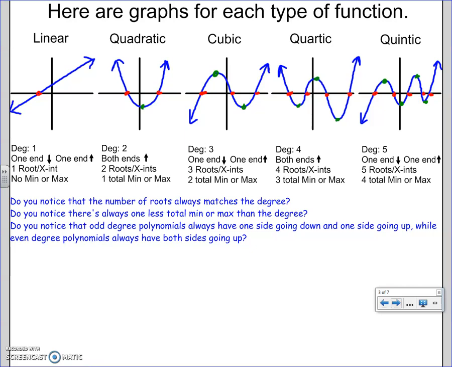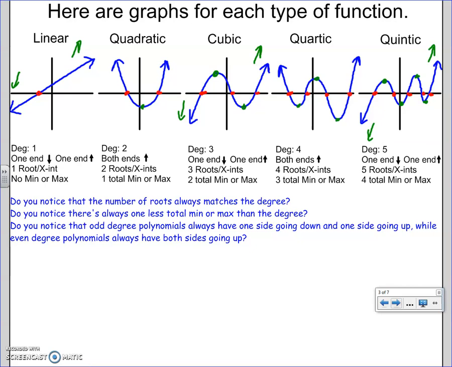Alright, did you notice that odd degree polynomials always have one side going down and one side going up? So for linear, on the left side, y is going to negative infinity. On the right side, y is going to positive infinity. Cubic's also odd. On the left side, y is going down to negative infinity. Right side, y is going up to positive infinity. For quintic, odd exponent degree, the left side is going down to negative infinity. The right side is going up, positive infinity.